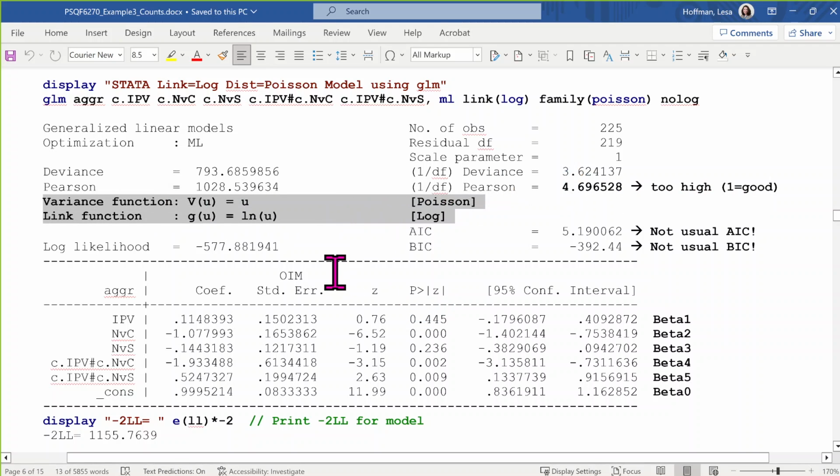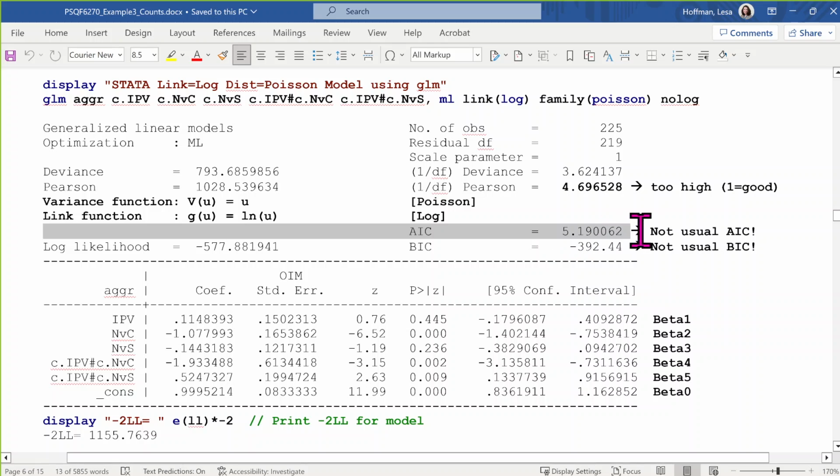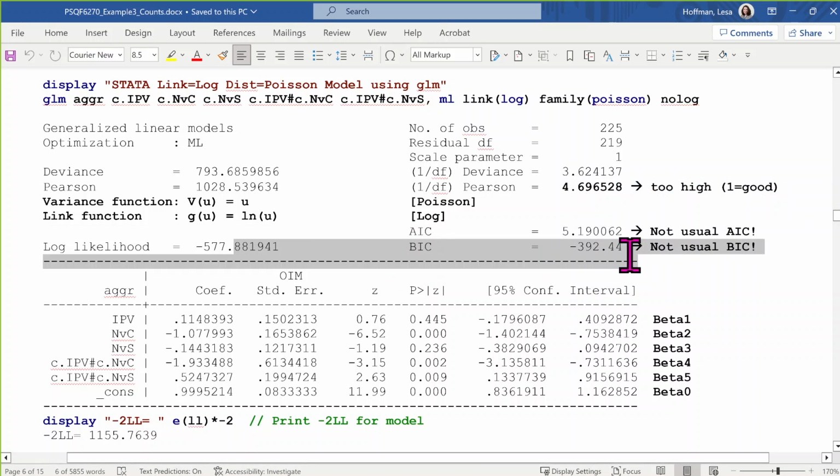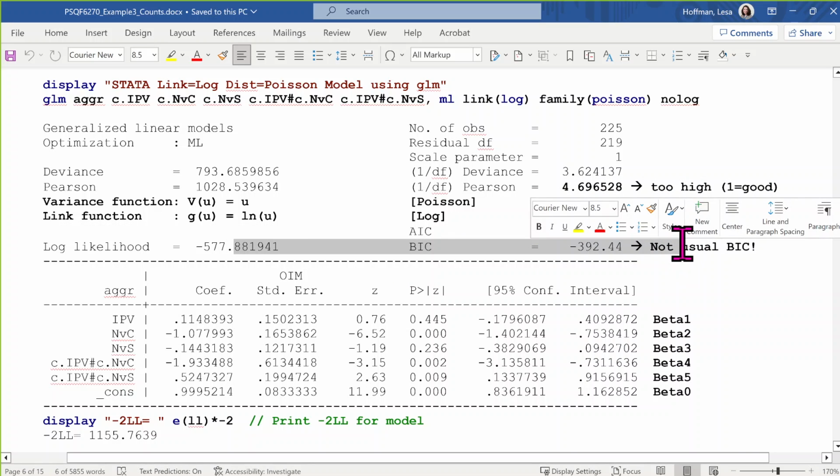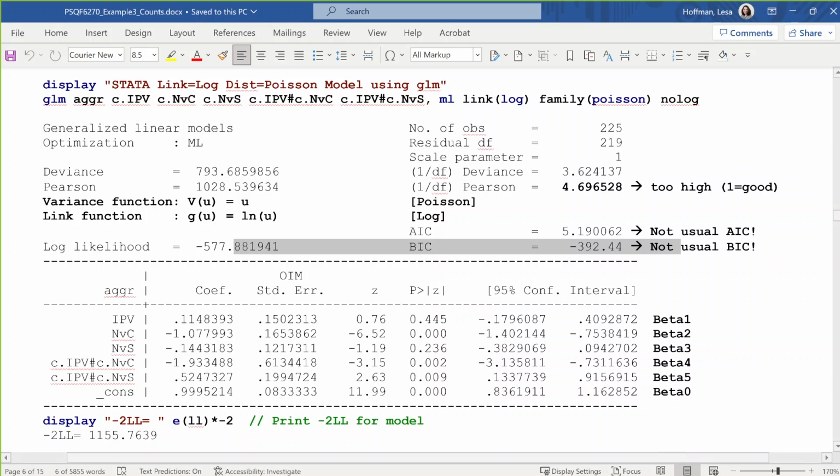These pieces of output then are confirming what you have asked for with respect to the link function. So it's saying, what is my variance function? It's Poisson. What is my link function? It's the log of mu. So it's reminding you what you asked it to do. These AIC and BIC values are different than usual. I'm not even sure what they mean, so we're not going to pay attention to those. I'm not looking at AIC and BIC for this handout.